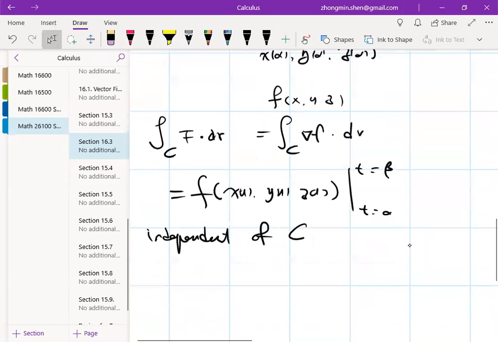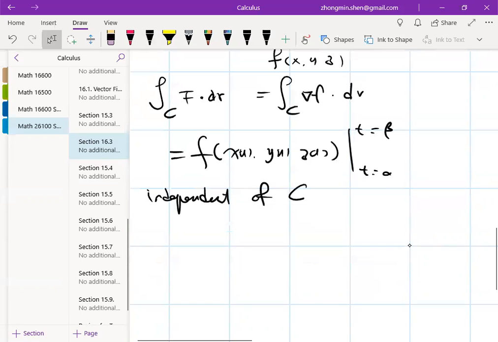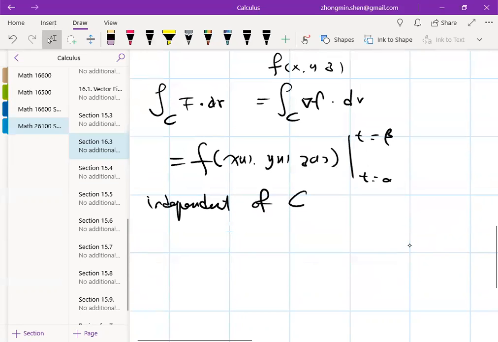Okay. This is a good approximation. Yeah, this is an important observation. So it's independent of the path between those two points.